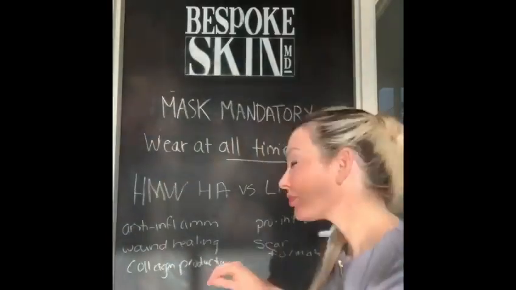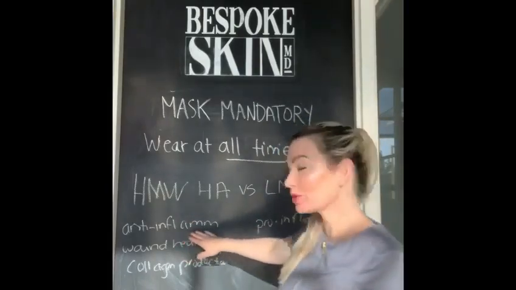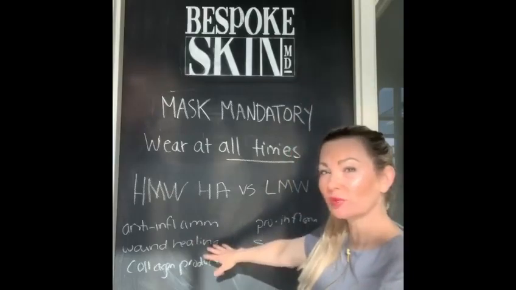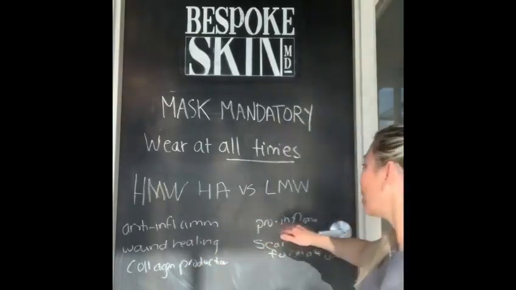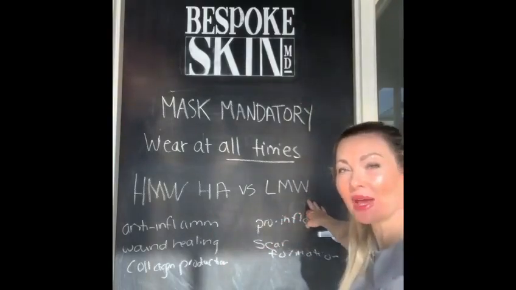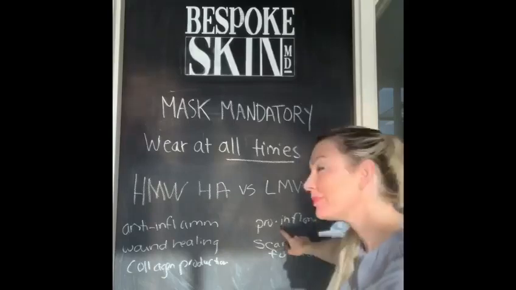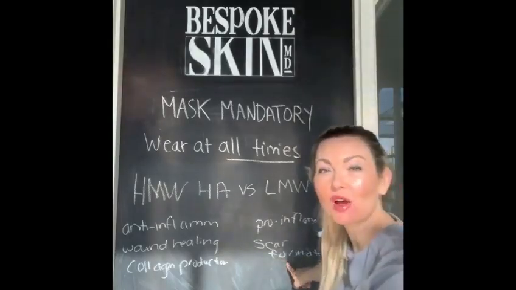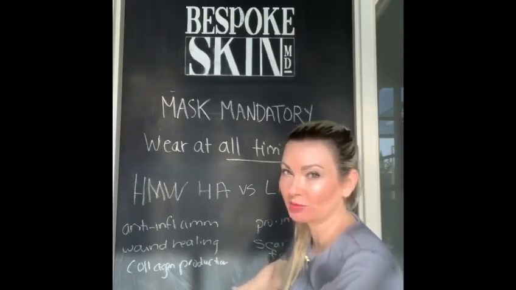Low molecular weight hyaluronic acid can penetrate down through the skin, but that's not the one that we want. High molecular weight hyaluronic acid, as I said, is anti-inflammatory. It promotes scarless wound healing and collagen production. So that's the one we want. Low molecular weight, although it can penetrate through the skin, it's actually pro-inflammatory and it promotes wound healing with scar formation, and it does not promote collagen production.